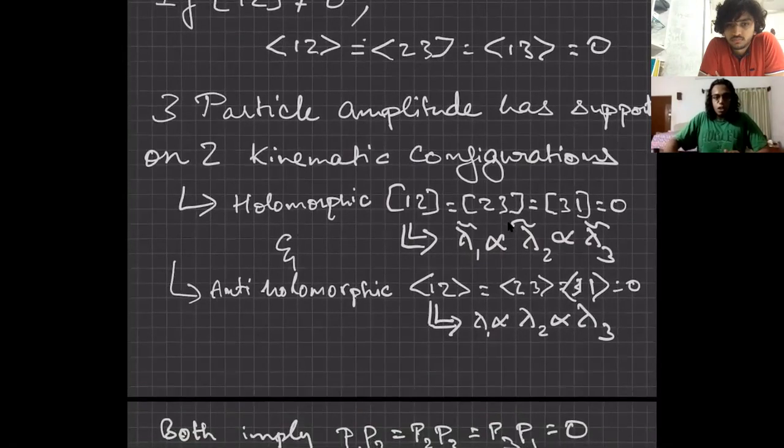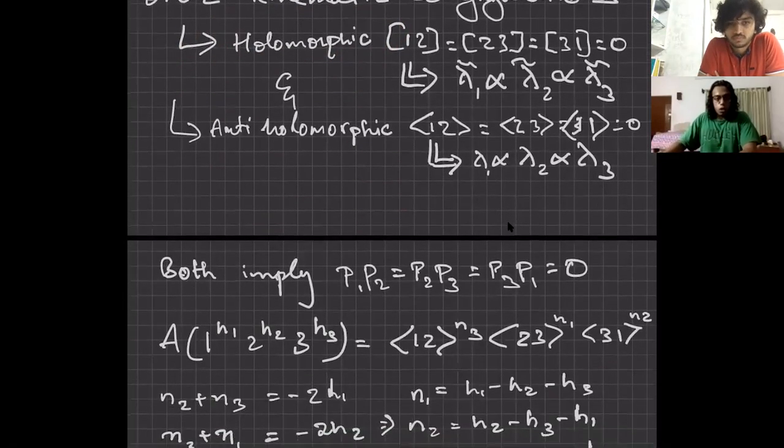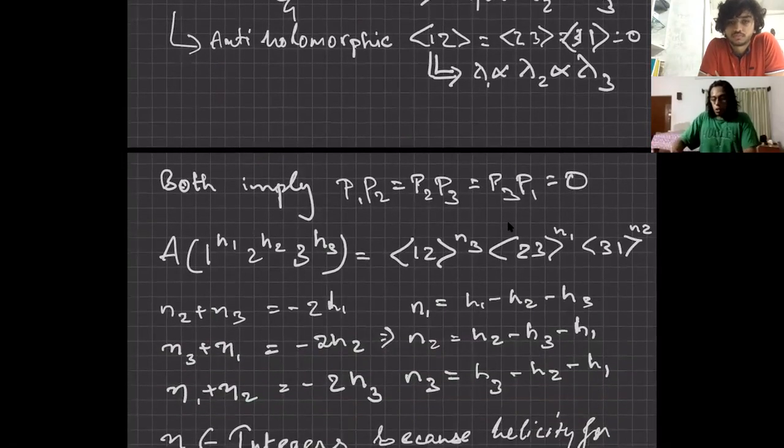So essentially this corresponds to an interesting mathematical fact. If you have the square brackets equaling zero, then your lambda 1 is proportional to lambda 2 is proportional to lambda 3. So this kinematic configuration is holomorphic, and if the angle brackets are zero, then these are anti-holomorphic, where the lambdas are just proportional to each other. Anyway, this implies the whole thing that we talked about.